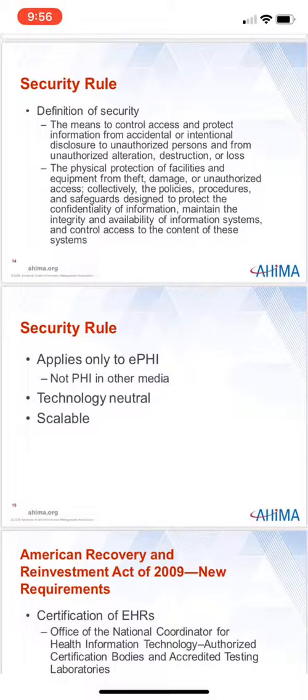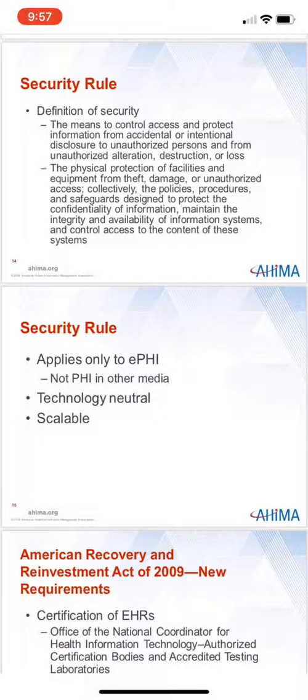Security has 2 definitions that focus on different aspects of security. The first one, the means to control access and protect information from accidental or intentional disclosure to unauthorized persons and from unauthorized alteration, destruction, or loss. And our second definition is the physical protection of facilities and equipment from theft, damage, or unauthorized access. Collectively, the policies, procedures, and safeguards designed to protect the confidentiality of information, maintain the integrity and availability of the information system, and control access to content of these systems.